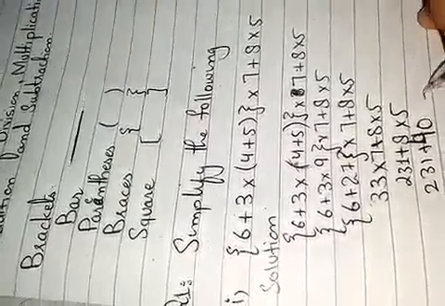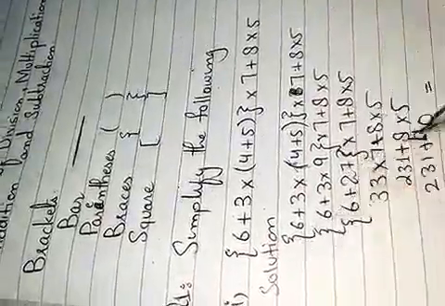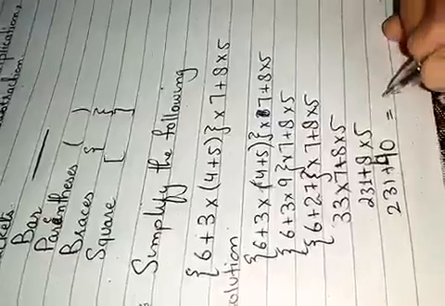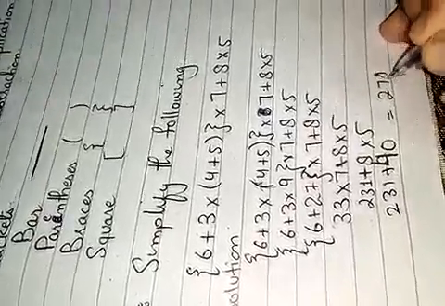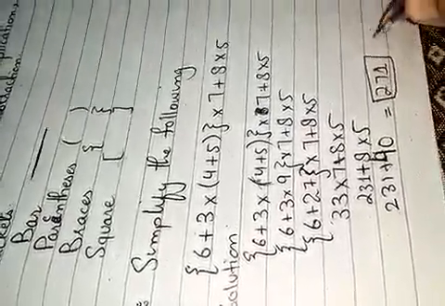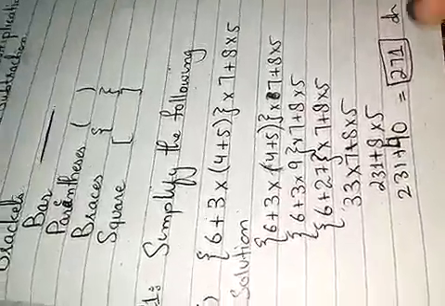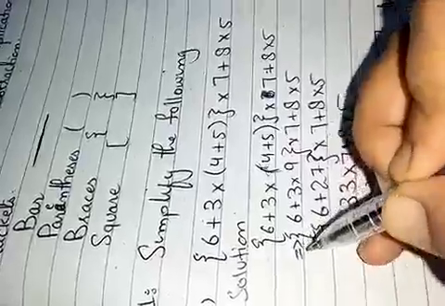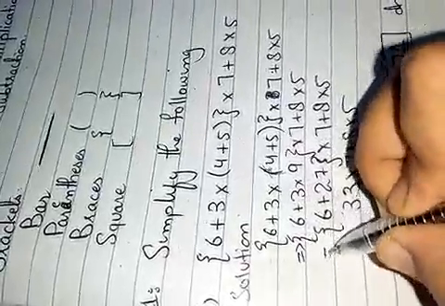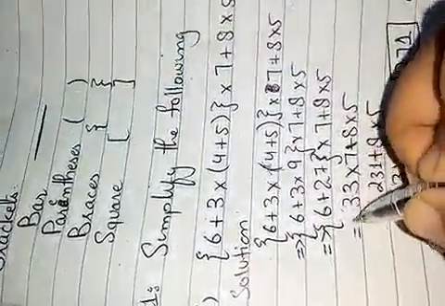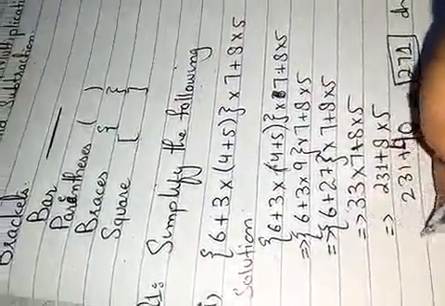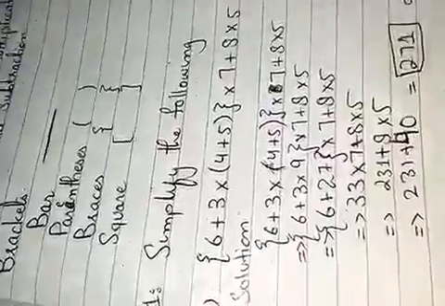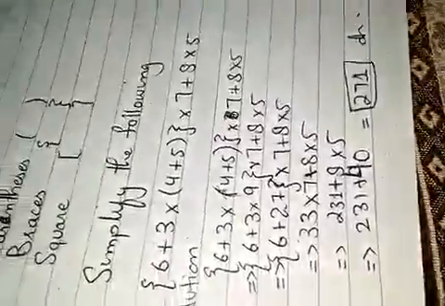Now in the last we need to solve 231 plus 40, which is 271. 271 is the answer. We use these arrows when we solve the question. These arrows show the continuity of the question. So this is the answer.